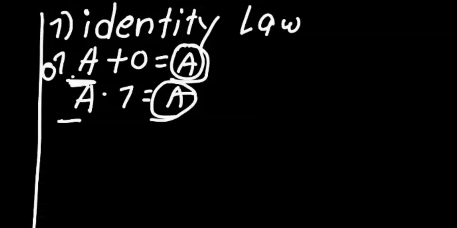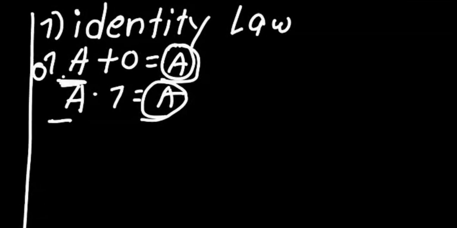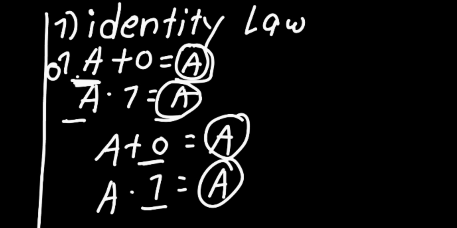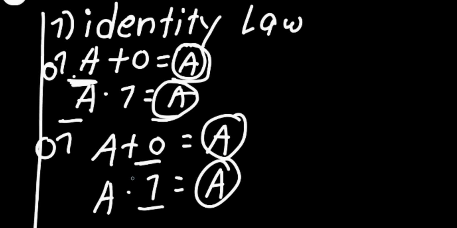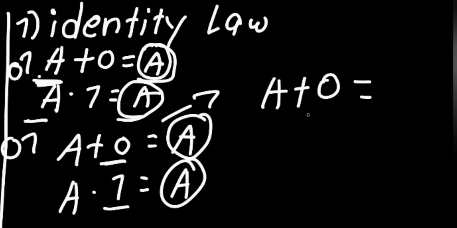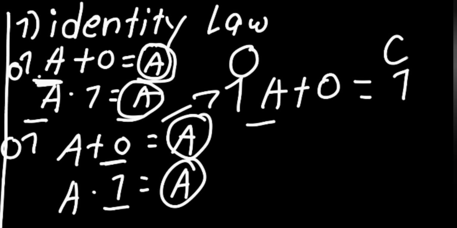So let's start with the identity law. The identity law tells us that the output depends on the unknown number. For example, here A can be either 0 or 1. In this scenario, A plus 0, the result depends on A. If A is 1, the answer will be 1. If A is 0, the answer will be 0.